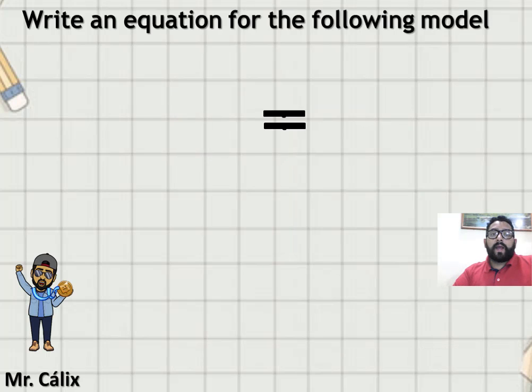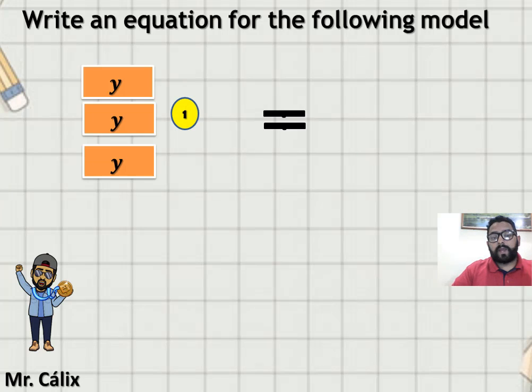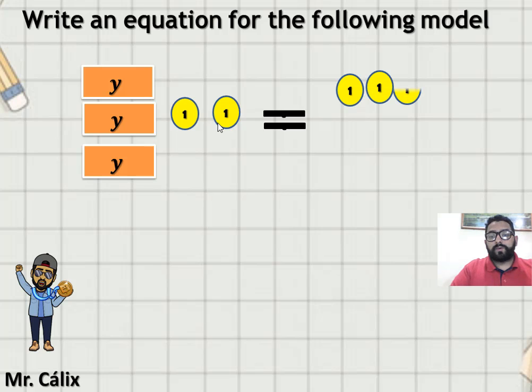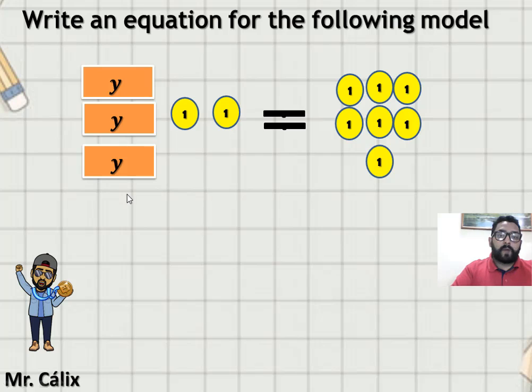For example, here we need to write the equation of this model. We have these rectangles with a variable y, because we don't know the number or the weight of these things. We have plus 1, another 1, and on the other side we have 1, 2, 3, 4, 5, 6, and 7. We represent these rectangles with y because we don't know what quantity we have there. So we use variables to represent unknown quantities.